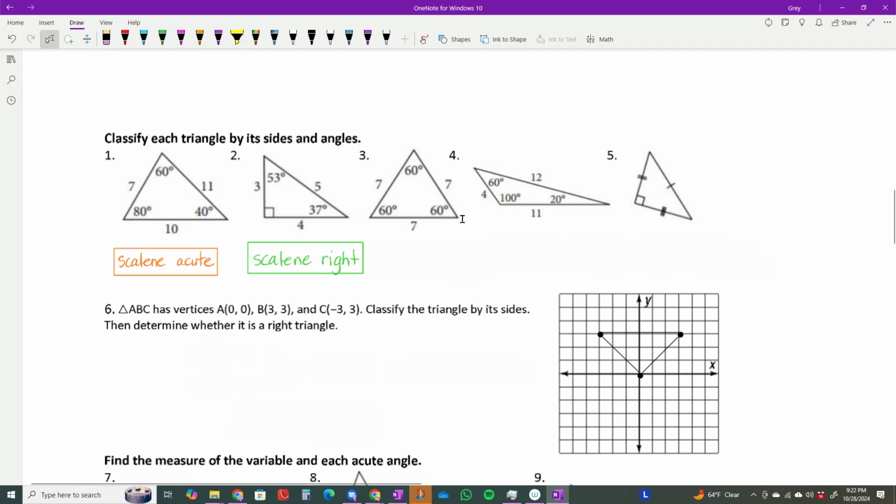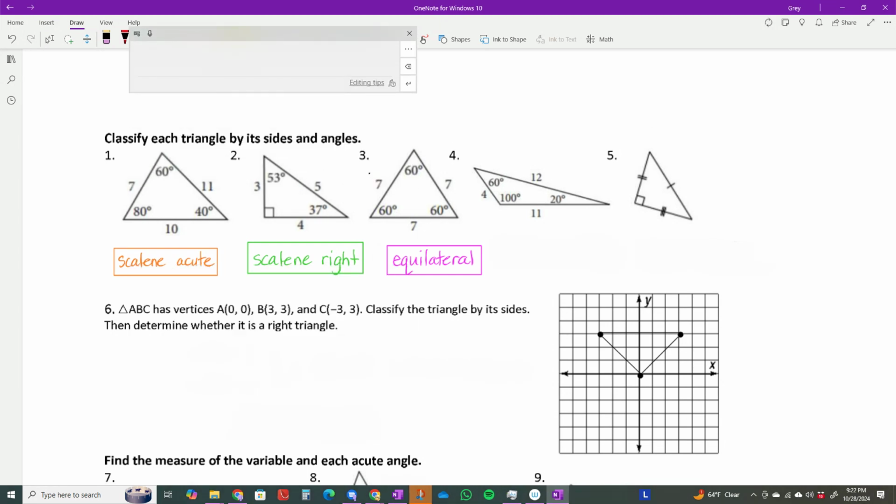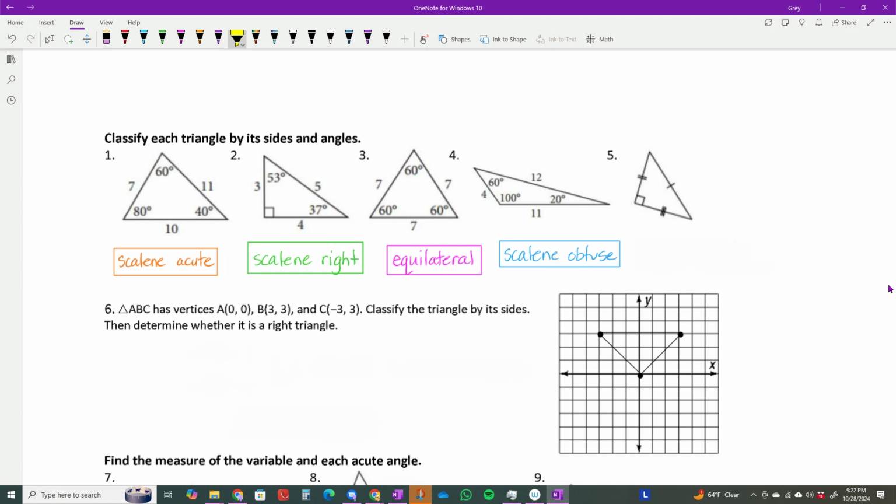Okay, 60, 60, 60. We talked about that. All the sides are the same, so this is often referred to as equilateral. We just say equilateral. You can call it equiangular, but you need to know if you say one, you say the other in regards to triangles. Okay, next one, again scalene, because none of the sides are the same, but I do have one angle that's more than 90, so this is a scalene obtuse triangle. And the last one, number 5, I have a right angle, so it's going to be a right triangle, and I have tick marks here telling me that 2 of the sides are the same, so it is an isosceles right triangle.